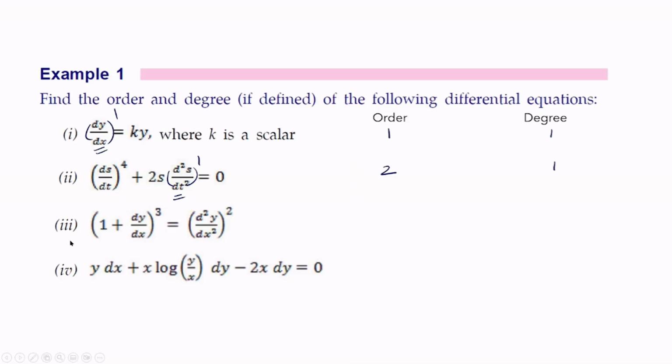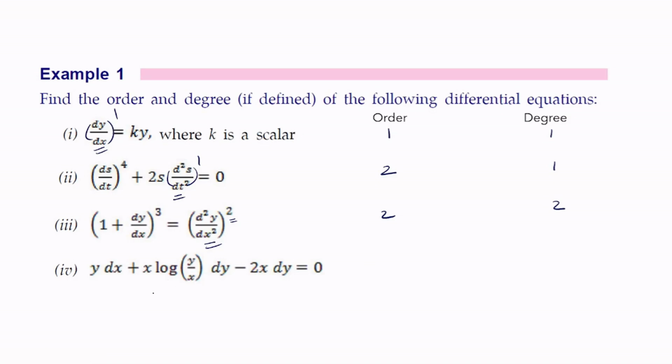And next we have the third subdivision. 1 plus dy by dx the whole cube equal to d square y by dx square the whole square. Here the highest order derivative in this differential equation is of second order. So the order is 2 and this is raised to 2. So the degree is also 2. And next we have y dx plus x log y by x dy minus 2x dy equal to 0. Here this is a differential equation, but it is not written in polynomial form. So let us write it in the polynomial form.